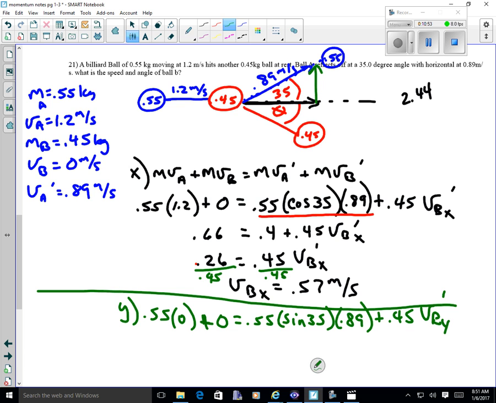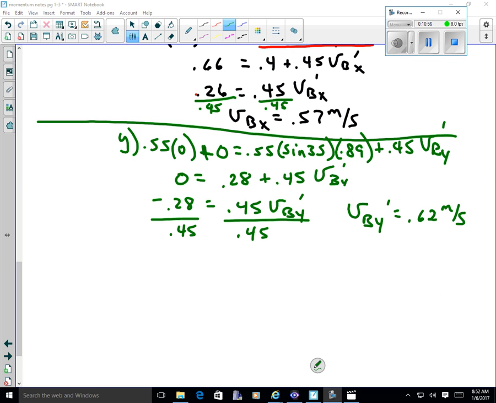Okay, so I just went ahead and did the math real quickly for you. The 0.55 times sine of 35 times 0.89, all this ends up equaling 0.28. I moved that to the other side so it becomes negative. And then I divided both sides by 0.45, and this ends up being a negative 0.62 meters per second. And since it's negative, that means the ball's going which direction? If it's negative in the y direction, south, exactly right.